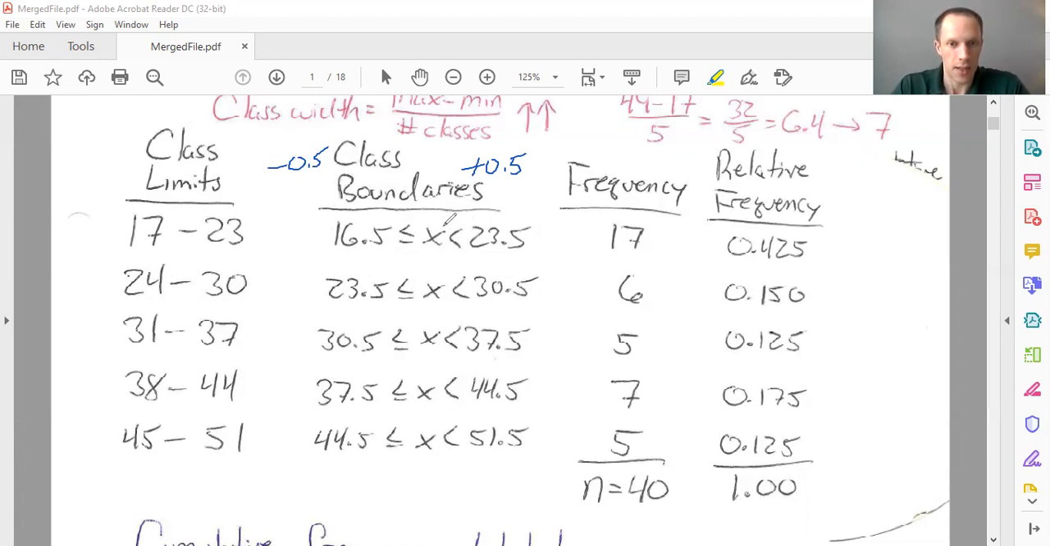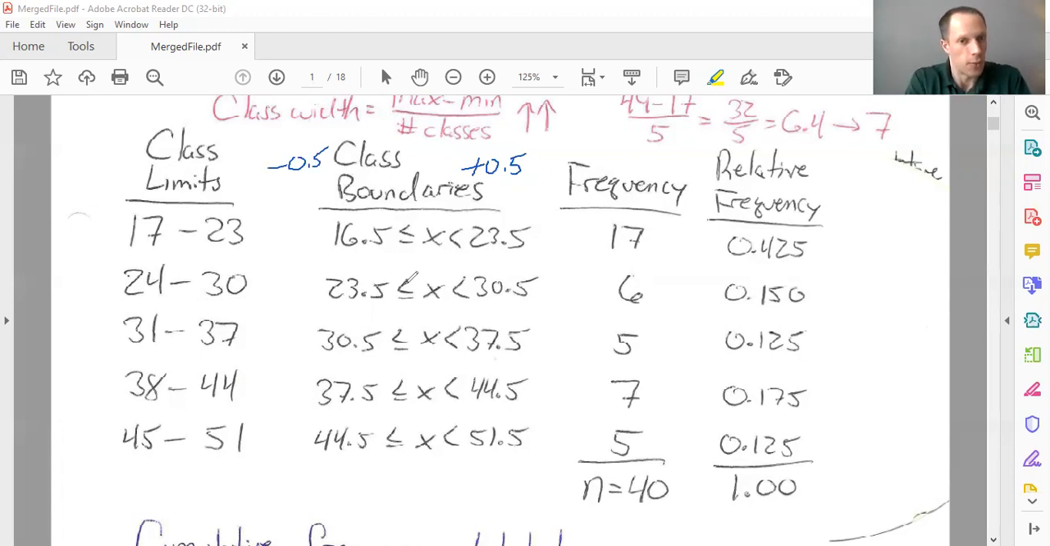Now, these symbols in between those boundaries tell us that the lower boundary is included in the class. That's the less than or equal to sign. The upper limit is not included. That's strictly a less than sign. So the first class goes from 16.5 all the way up to 23.499999. As soon as you get to 23.5, you would bump down to the second class.